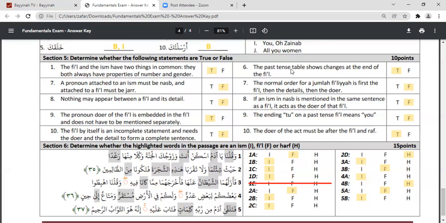Okay, and now we come. I didn't do it according to the numbers given over here. Anyway, so we come, and I'm pointing it over here. So I hope all of you can see the past tense table shows changes at the end of the fail.